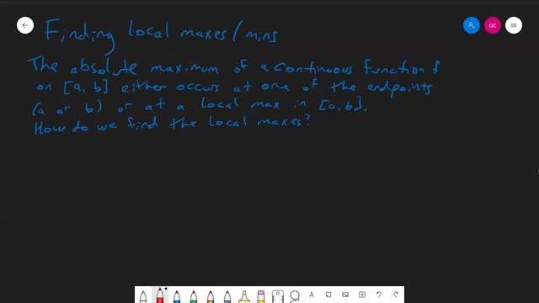We saw last time that a continuous function defined on a closed interval always has an absolute maximum and an absolute minimum. And it turns out that the absolute maximum always occurs at either one of the endpoints, a or b, or it occurs at a local maximum somewhere in the middle. And the same thing happens for a local minimum. So how do we find the location of the local maxima and minima of a function?